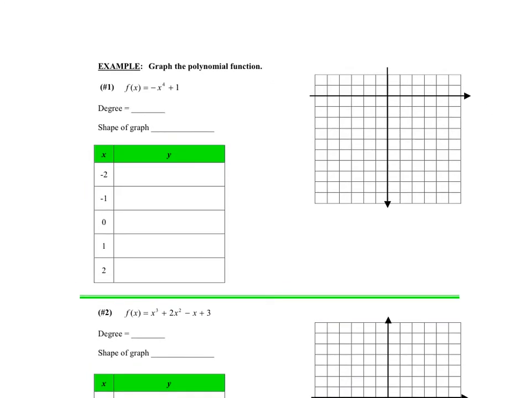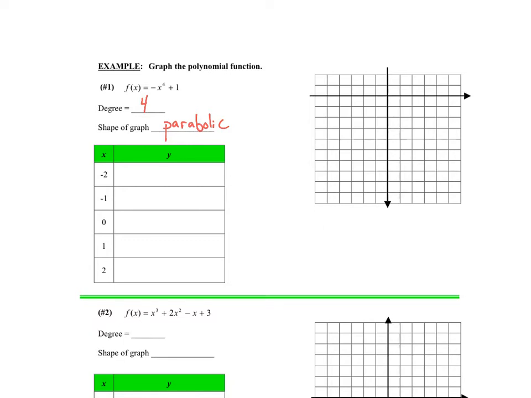All right, so a couple graphs. If we want to graph the polynomial function f of x equals negative x to the fourth plus 1, the degree is the biggest exponent. In this case, the degree is 4. And since 4 is even, the shape is going to be parabolic. What that means is the graph is going to be going up in both directions or down.